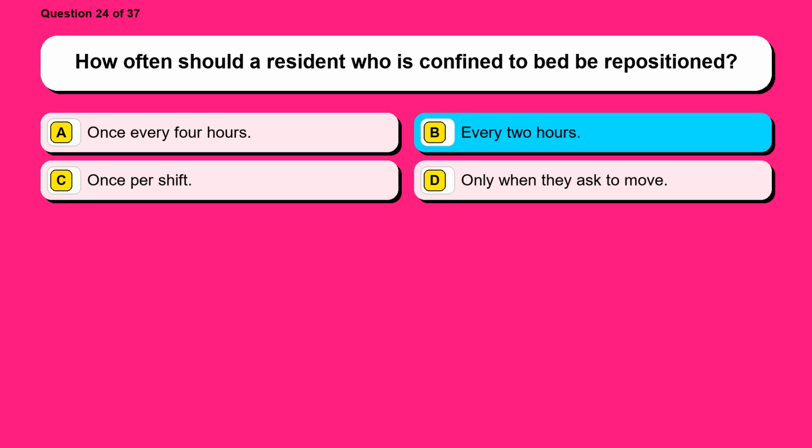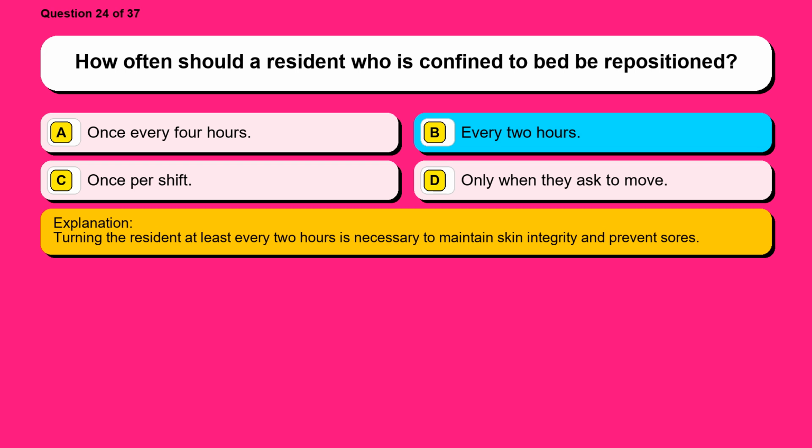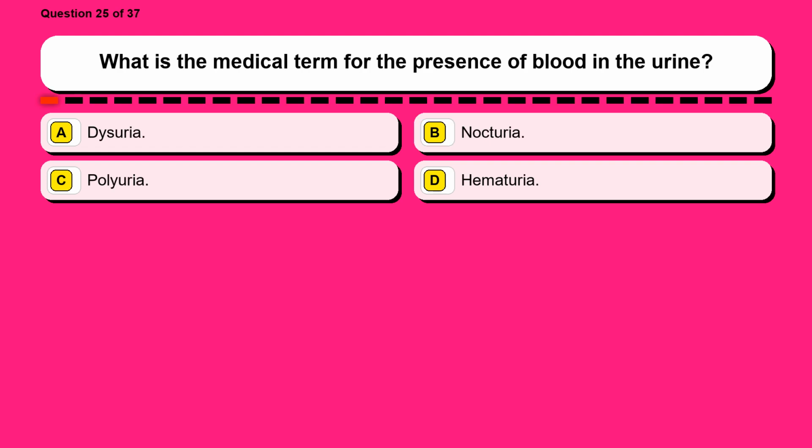The correct answer is option B. Every 2 hours. Turning the resident at least every 2 hours is necessary to maintain skin integrity and prevent sores. Question 25. What is the medical term for the presence of blood in the urine? Option A. Dysuria. Option B. Nocturia. Option C. Polyuria. Option D. Hematuria.